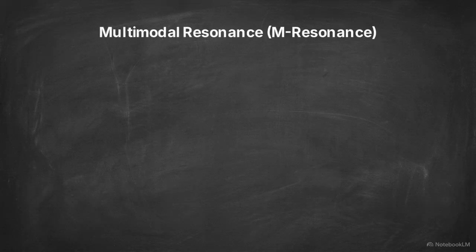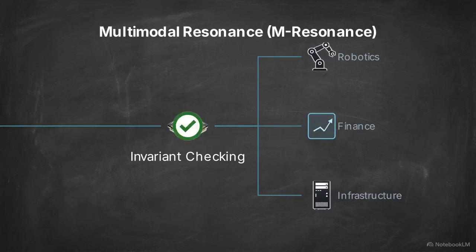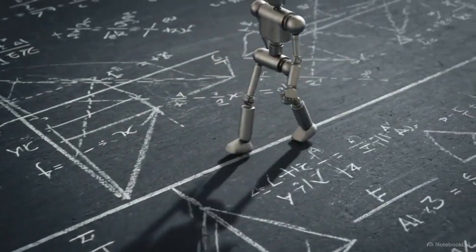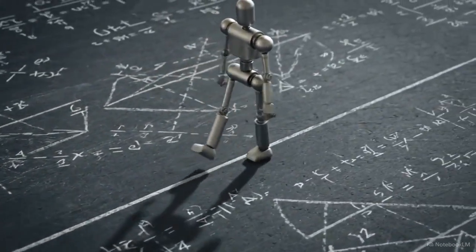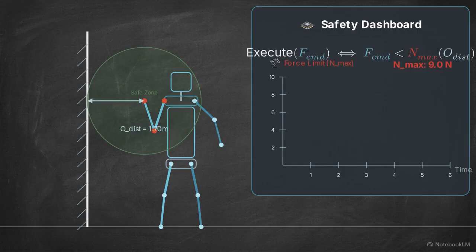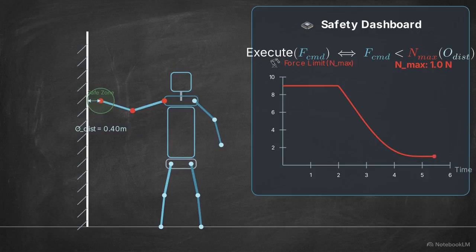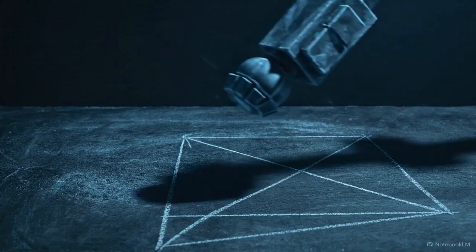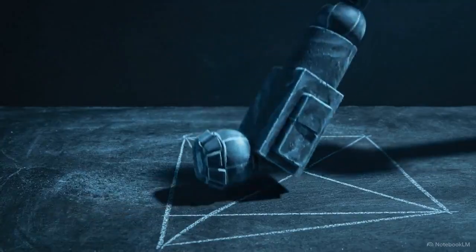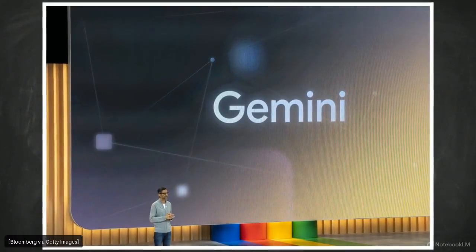The concept of multimodal resonance allows this hardware-level invariant checking to scale across diverse platforms, from industrial robotics to financial systems. In robotics, such as the Figure Helix 02, neural networks are often given direct control over physical force and balance. To secure these systems, an independent digital twin calculates the maximum safe force limit in real time based on the robot's proximity to its environment. If the AI issues a command that exceeds this limit, a hardware kill switch cuts power at the electronic level instantly.